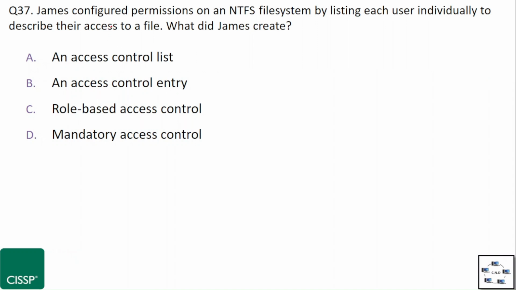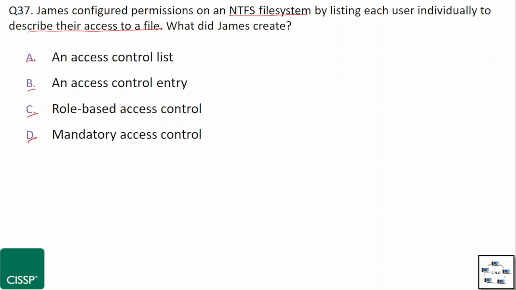Question number 37. James configured permissions on an NTFS file system by listing each user individually to describe their access to a file. What did James create? And the options are option A, an access control list, option B, an access control entry, option C, role-based access control, and option D, mandatory access control.